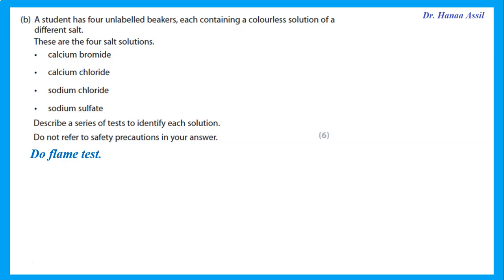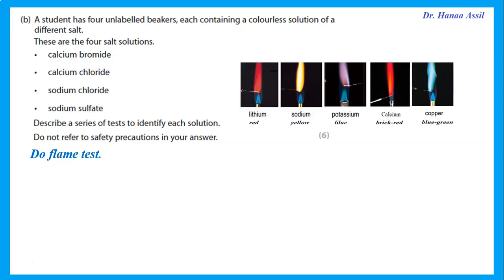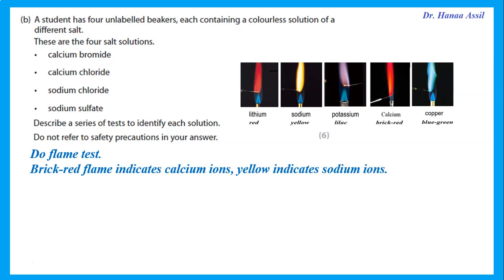Do not describe how to do a flame test unless we're asked to do that. But here we just say do a flame test. Now you should know the colors that we obtained from a flame test. So you should realize that the calcium should give a brick red. So if I get brick red flame, that indicates calcium ions. But if I get a yellow flame, that indicates the sodium ions.